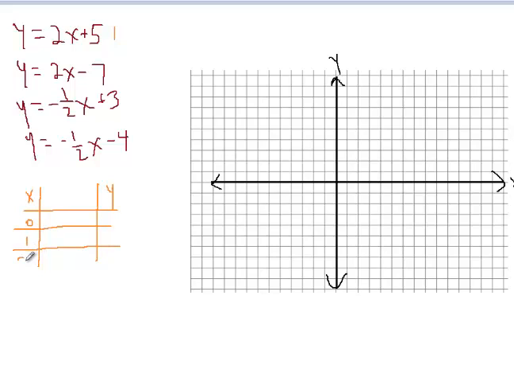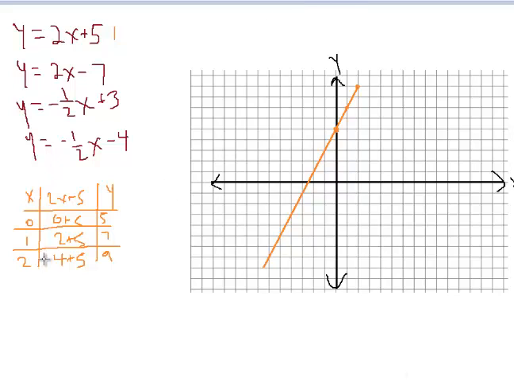Let's do the 0, 1, 2. So it's 2x plus 5. That's 2 times 0 plus 5, which is 5. 2 times 1 plus 5, which is 7. 2 times 2 plus 5, which is 9. So we've got 0, 5, and 1, 7, and 2, 9. So let's get a line. Let's get a nice orange line that goes through here. Okay, I think that's about right.